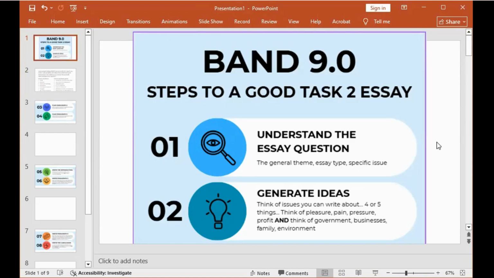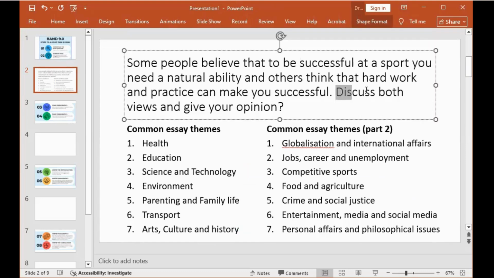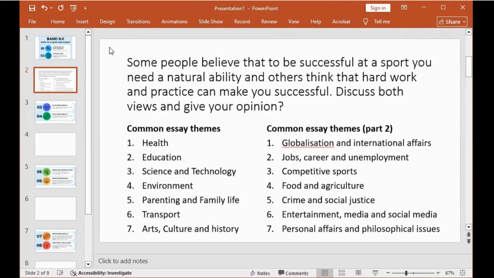When we say specific issue, it means: what exactly do they want me to do? What exactly do they want me to address? This question says, discuss both views. What are the two views? Whenever you see a discussion essay and they say discuss both views, you need to ask yourself, what are the two views? So from this question, Uchechi, what is viewpoint number one?